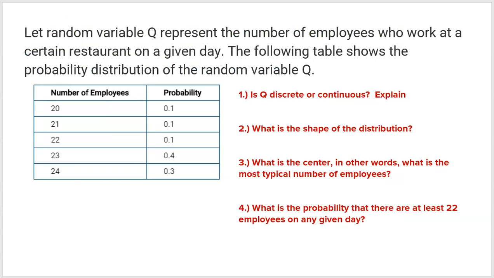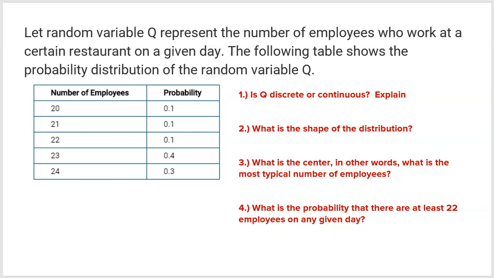All right, so let's look at our first official example here. We're going to let the random variable Q be the number of employees who work at a certain restaurant on a given day. Now, there's only 5 possibilities. 20 employees, 21, 22, 23, 24. That's it. There could be no more. There could be no less. This is discrete. I literally just made a list of everything that can happen. And then next to each outcome is the probability.